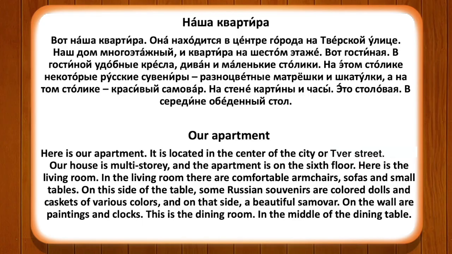Na Tverskoi ulitse. Again we have used the preposition na, which means on. Tverskoi ulitse. So we have changed the ending of the noun. Ulitsa changes into ulitse, and Tverskaya ulitsa changes into Tverskoi ulitse.